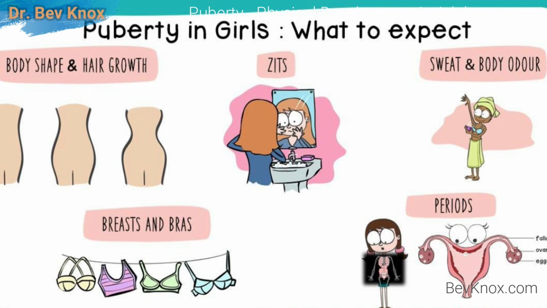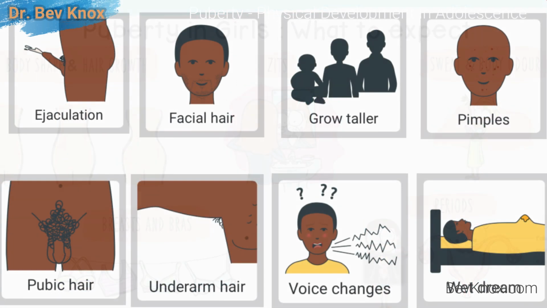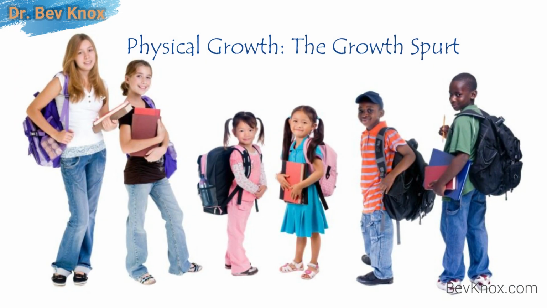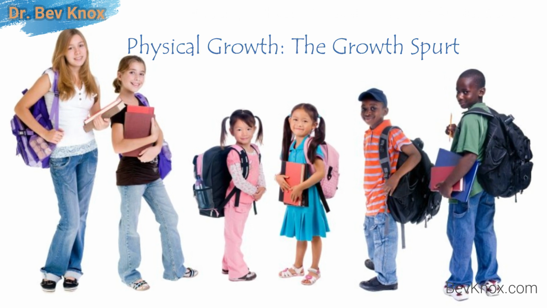The first menstrual period is followed by more growth, which is usually completed by 4 years after the first menstrual period. For boys, the usual sequence is growth of the testes, initial pubic hair growth, growth of the penis, first ejaculation of seminal fluid, appearance of facial hair, a peak growth spurt, deepening of the voice, and final pubic hair growth. Now let's review physical growth, what we call the growth spurt.